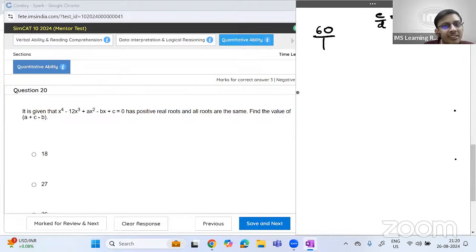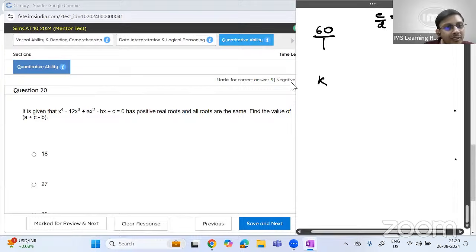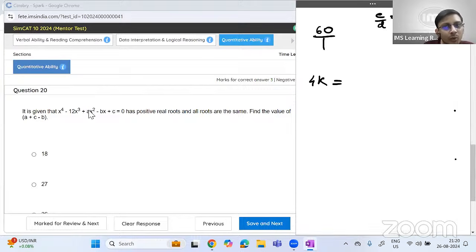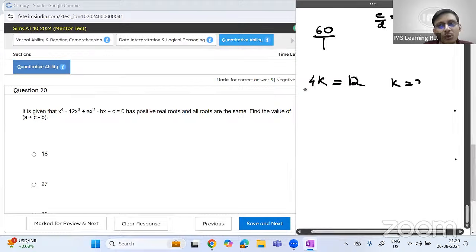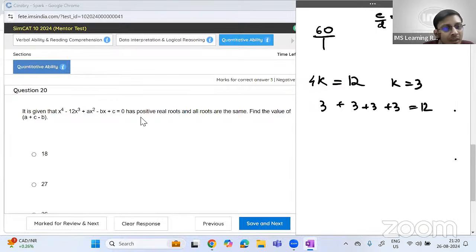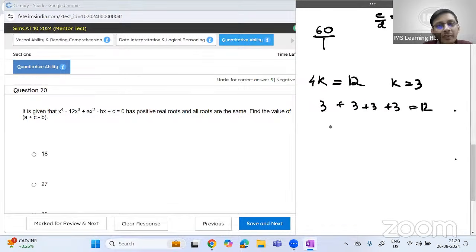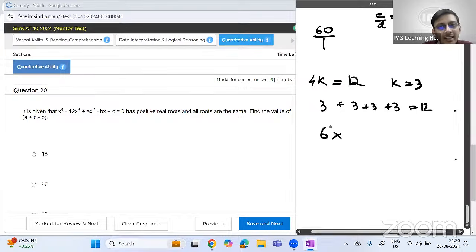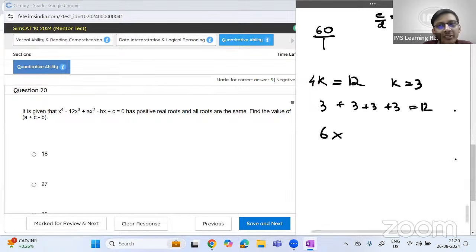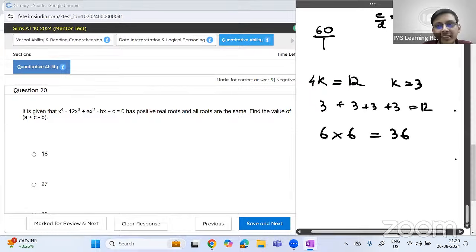Let all the roots, for example, be k. So 4 roots, sum will be 4 into k, and that will be equal to this 12. So the roots will be 3. Sum of the roots 1 at a time is 12, which means 3 plus 3 plus 3 plus 3. Sum of the roots 2 at a time we'll get for A. So 2 at a time, how many combinations? 4 roots, 4C2, we will have 6 combinations. And each combination, sum of 2 roots, 3 plus 3, 6. So I think it should be 36.